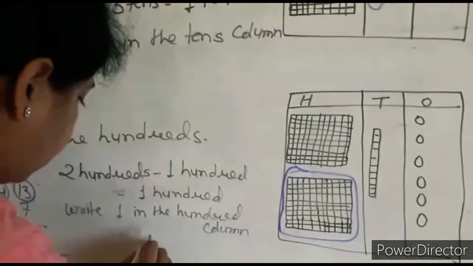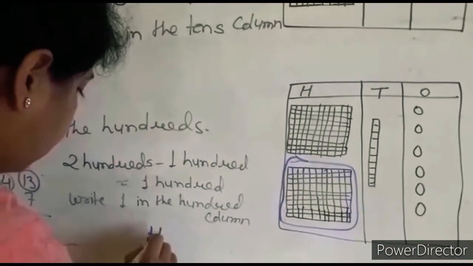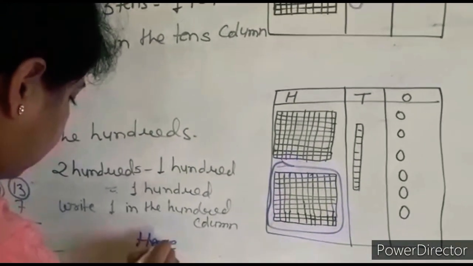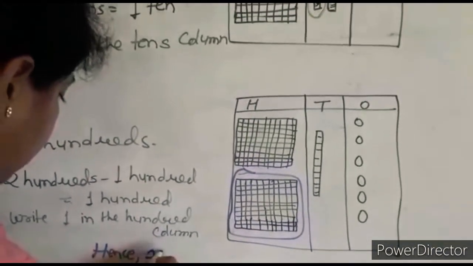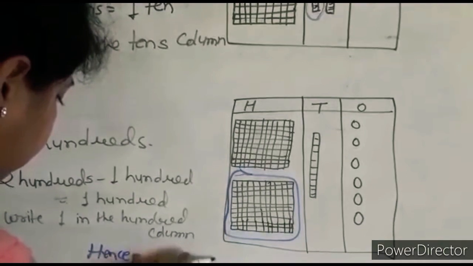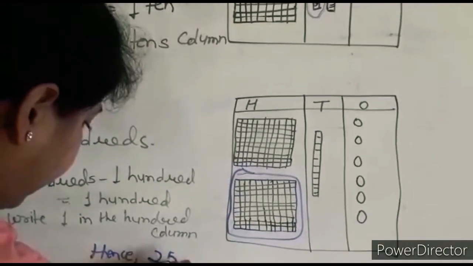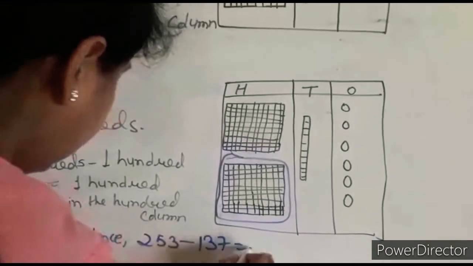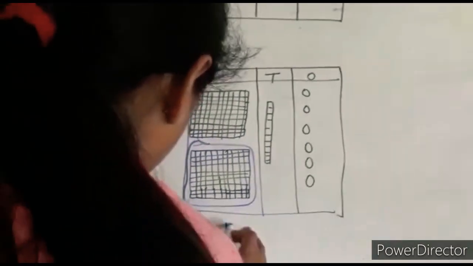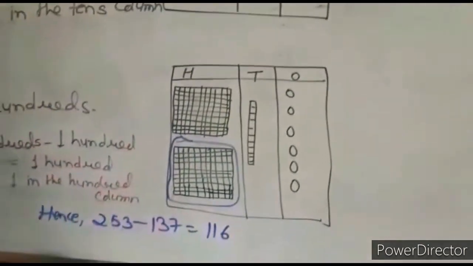Hence, 253 minus 137 equal to 106. This is the answer.